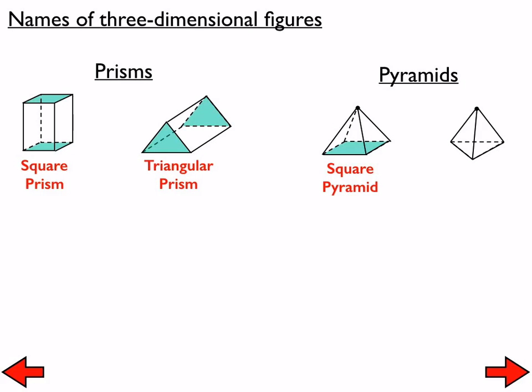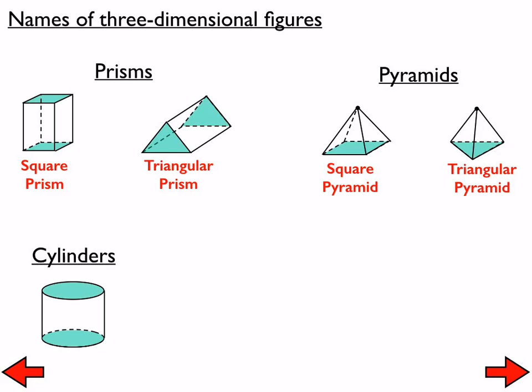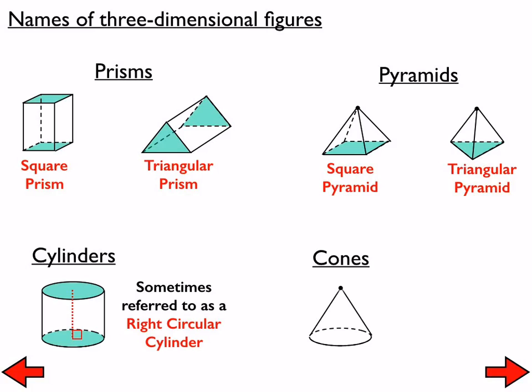This, however, is not a square pyramid. It's a triangular pyramid because the base is a triangle. Then we have cylinders where the base is a circle. Sometimes that's called a right circular cylinder. We also have cones whose base is a circle. Sometimes a cone is also referred to as a right circular cone. And all of this, I know, is in your notes.